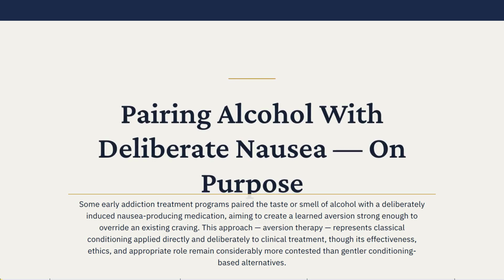Some early addiction treatment programs paired the taste or smell of alcohol with a deliberately induced nausea-producing medication, aiming to create a learned aversion strong enough to override an existing craving. This approach, aversion therapy, represents classical conditioning applied directly and deliberately to clinical treatment, though its effectiveness, ethics, and appropriate role remain considerably more contested than gentler conditioning-based alternatives.